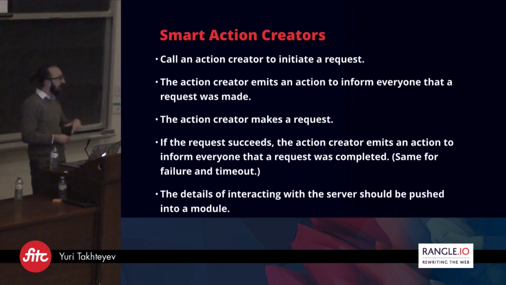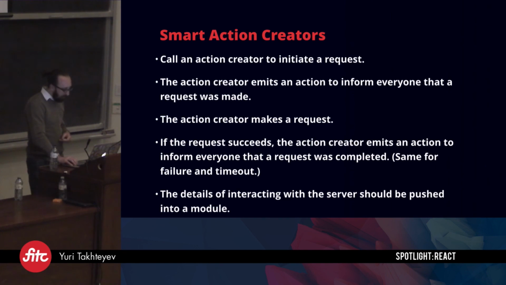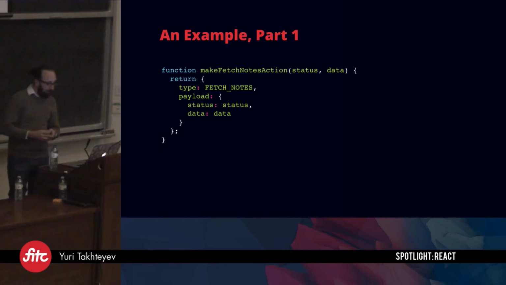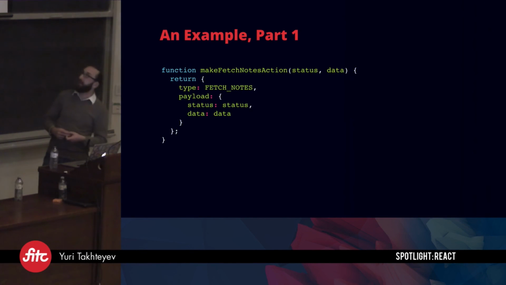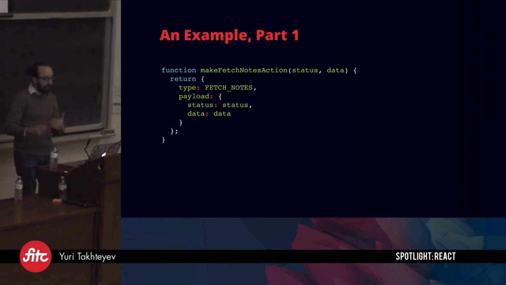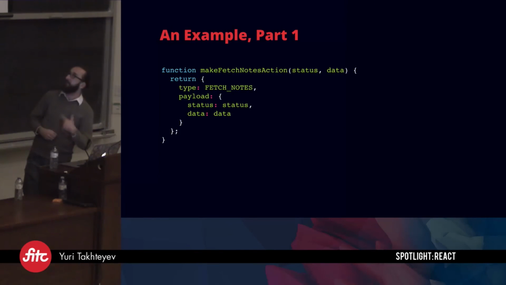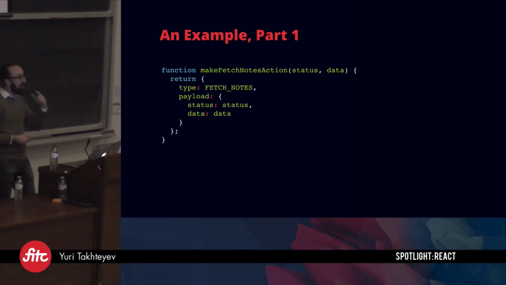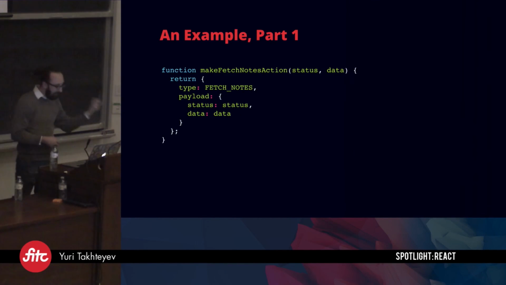Instead, you want your action creator to call a relatively high-level API. So here's how this could look in practice. We're going to start off by creating a helper function that allows us to have several versions of the fetch nodes action. In this case, we're going to have a version of that action that lets everyone know that a request was made, and then a version where status could mean request is made, or it could mean success, or it could mean failure.